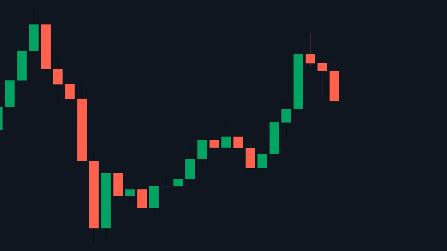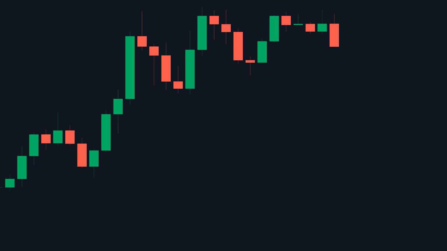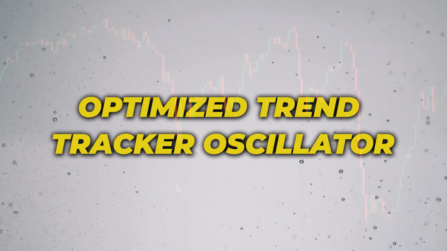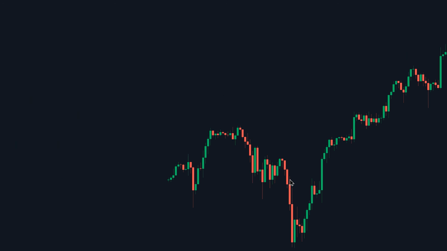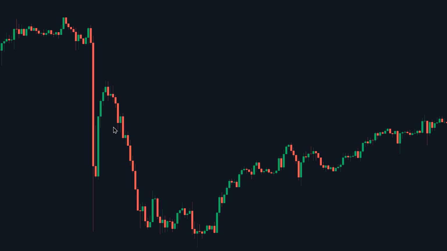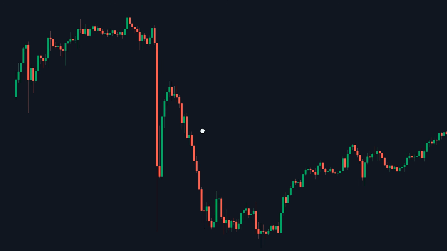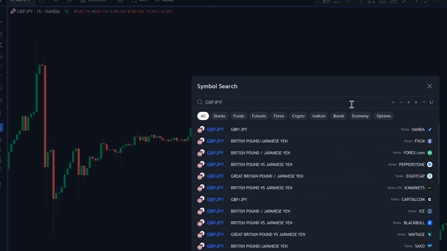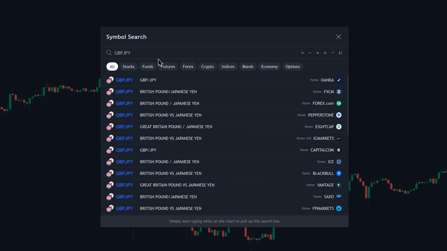Let's get into it. Now, the core indicator of this strategy is the optimized trend tracker oscillator designed by Kevin. Now, to add this indicator to your chart, you want to go to Tradingview and then load the 1-hour time frame of GBP JPY. But you're not going to be limited to this. This strategy can actually be used on any trading security and on any time frame.